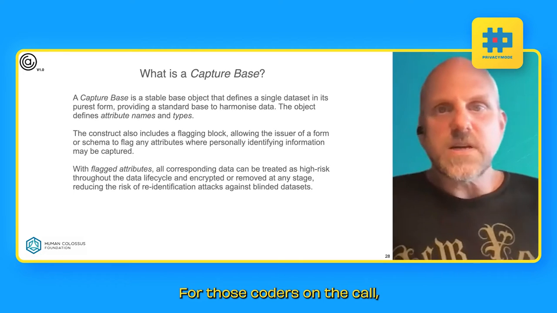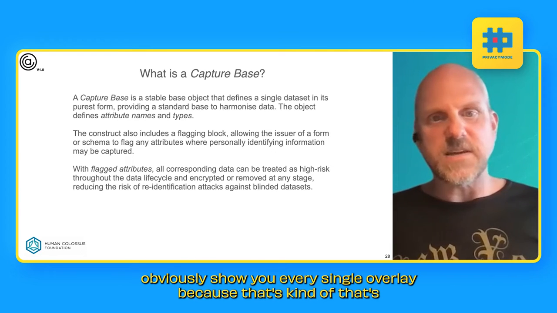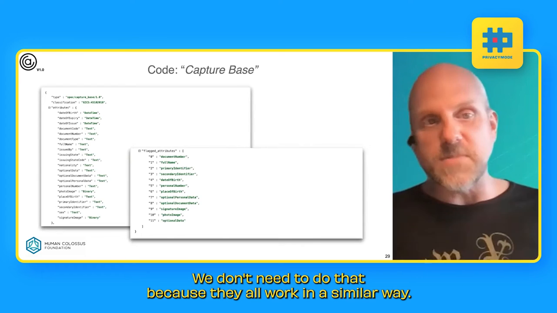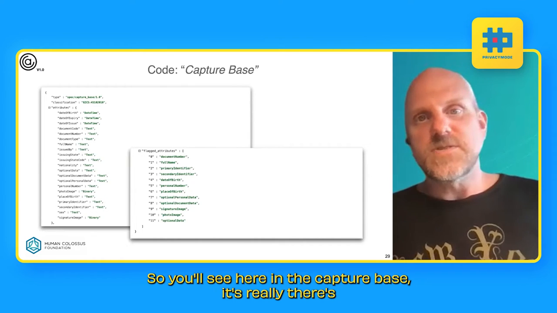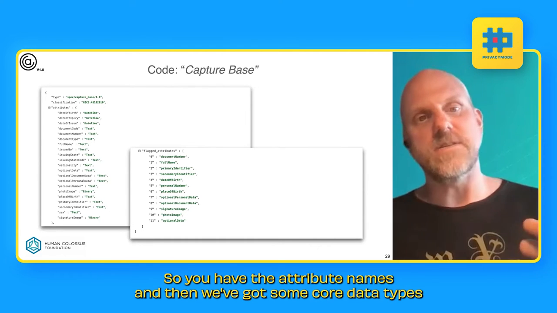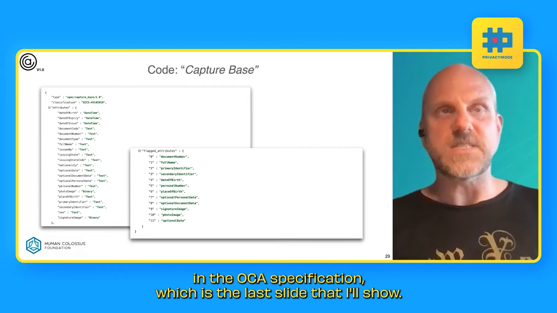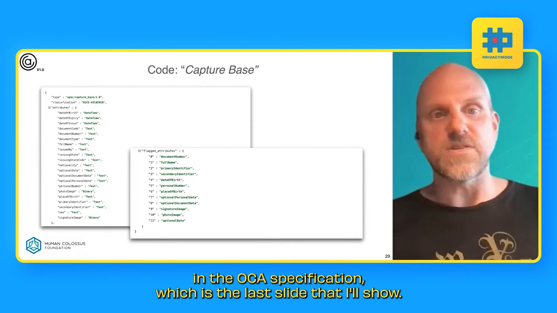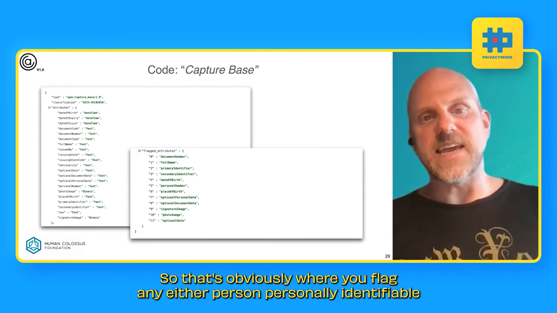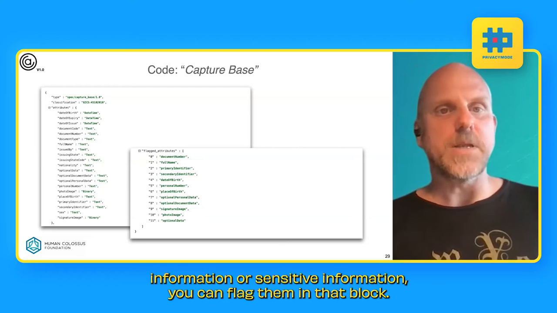For those coders on the call, you'll probably be interested in seeing a little bit of code. I'm not going to show you every single overlay, because that's way over the top. They all work in a similar way, but I'll show you roughly how they work. In the capture base, there are two main blocks. One is the attributes themselves: you have the attribute names, and then some core data types defined in the OCA specification, which is the last slide I'll show, with a couple of links. And then there's the flagged attribute, which is where you flag any personally identifiable or sensitive information.